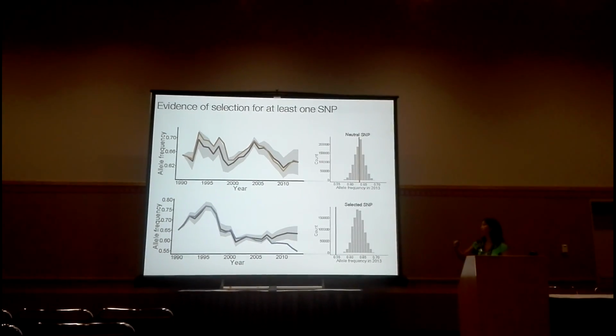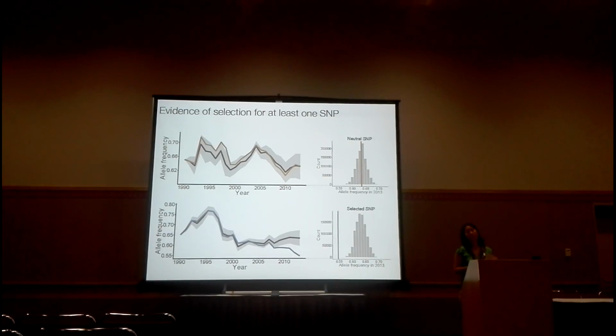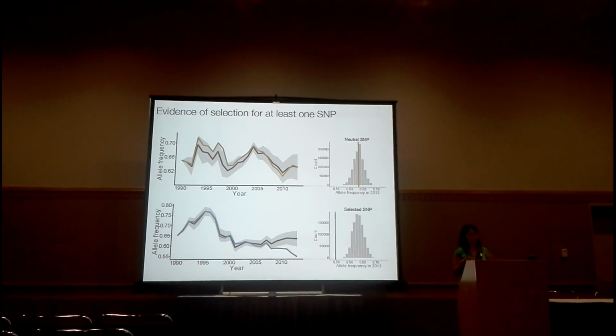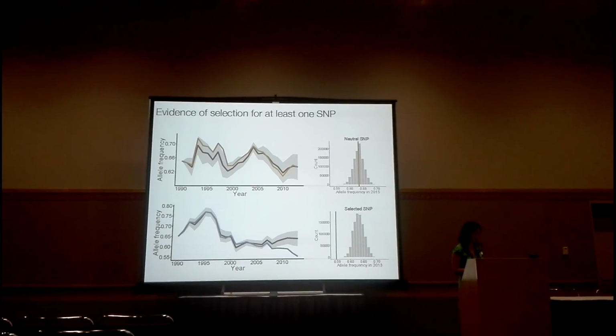Another thing you'll notice is that the allele frequency trajectories tend to bounce around through time. And we're currently working on ways to detect fluctuating selection, in which we can compare the observed variance in allele frequencies through time to what we would expect from our gene dropping simulations.